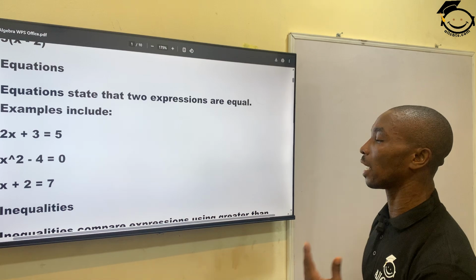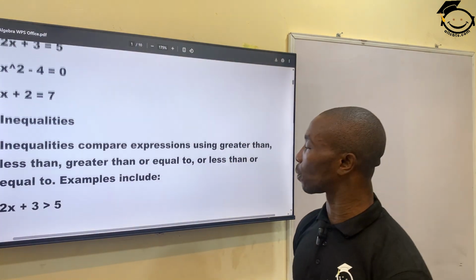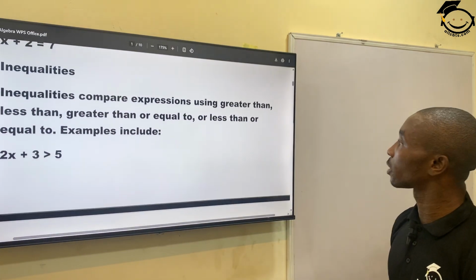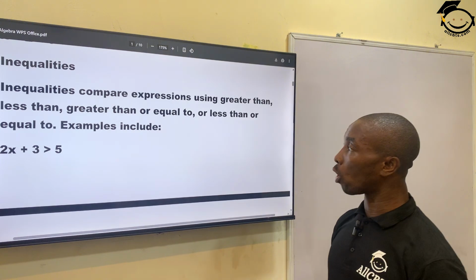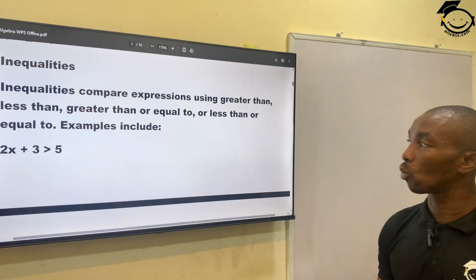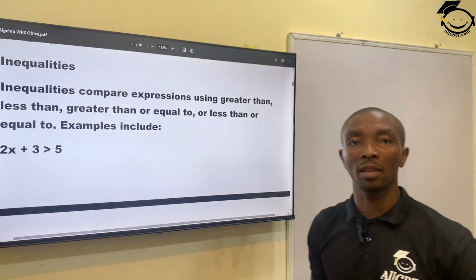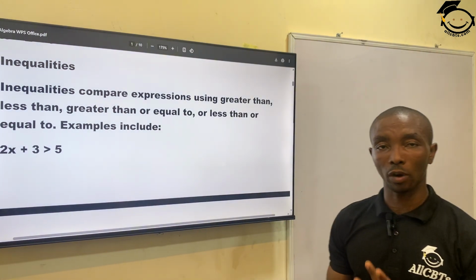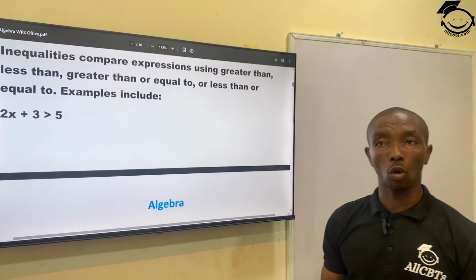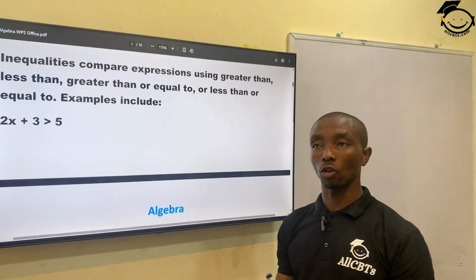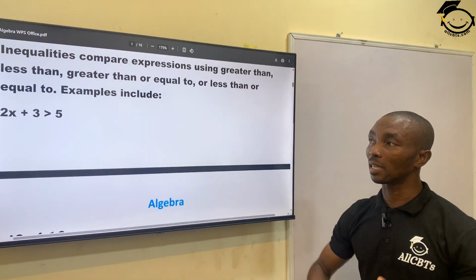If we talk about inequalities, inequalities compare expressions using the terms greater than, less than, greater than or equal to, or less than or equal to. These four terms are the major terms used in inequality. We have the greater than, the less than, the less than or equal to, and the greater than or equal to. These are what we use to represent inequality.